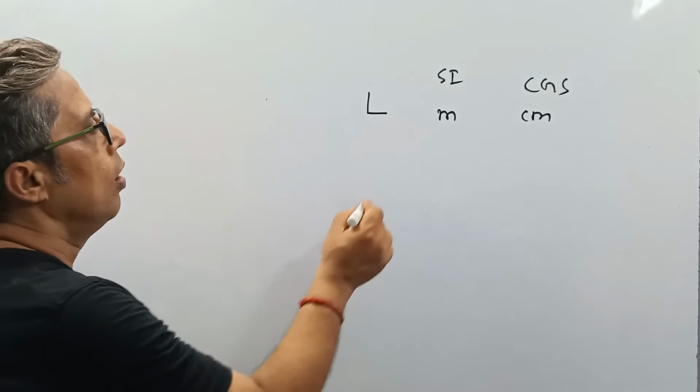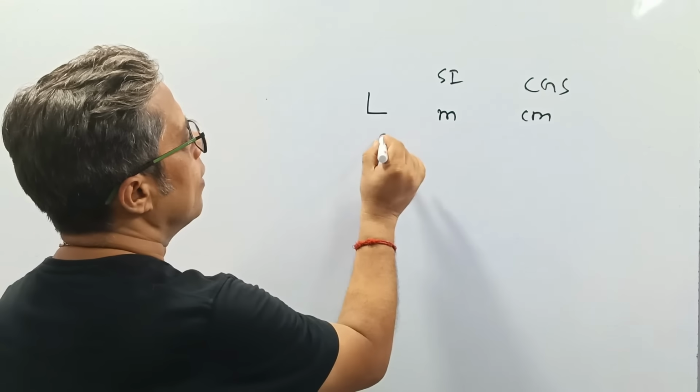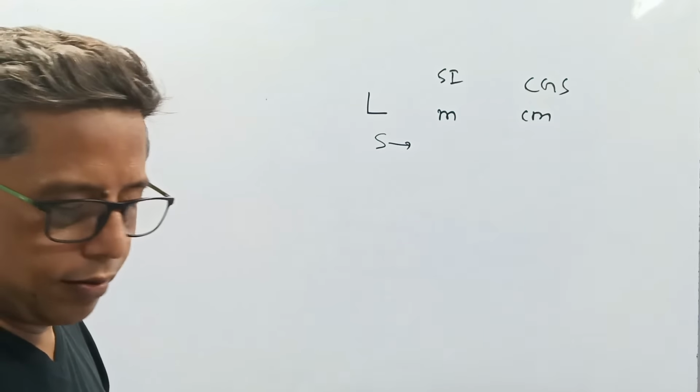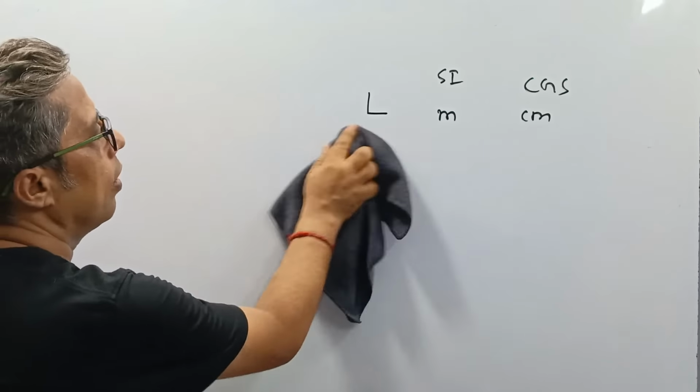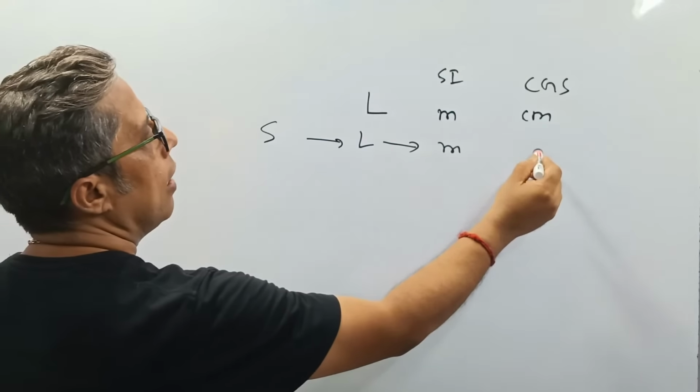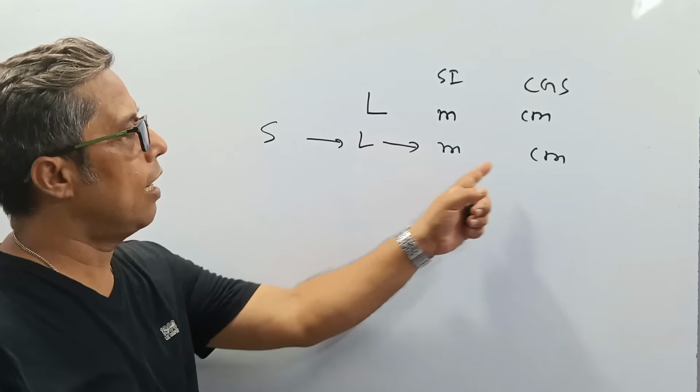Now let's say displacement S. So S is only L. If you say the parameter is S, the dimensional unit will be L, and the units will be meter and centimeter, SI and CGS.